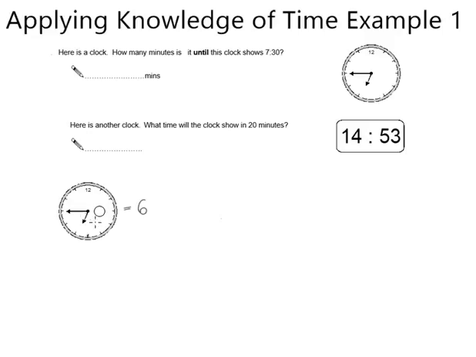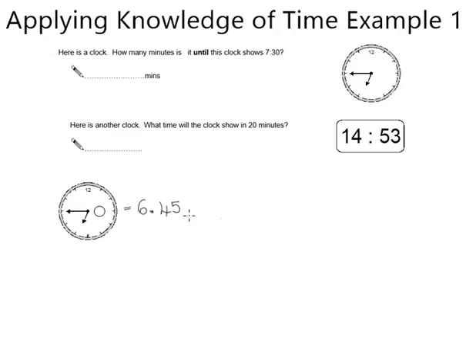Okay, and now we need to look at the minutes hand. So we've got 5, 10, 15, 20, 25, 30, 35, 40, 45. So we're going to have 6:45. Brilliant, so we've read the clock here. The next thing we need to do is see how many minutes it is until 7:30.